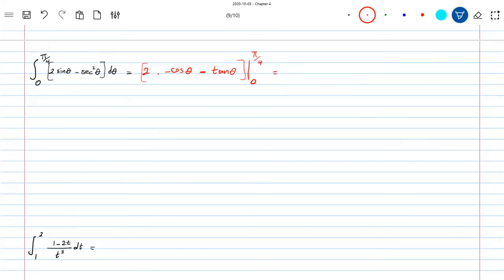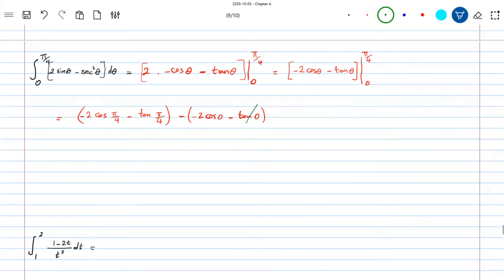So let me simplify it first. We'll have negative 2 cosine theta minus tangent theta evaluated from 0 to pi over 4. That means replace pi over 4 into the function first. You get negative 2 cosine pi over 4 minus tangent pi over 4. And subtract from it the result of replacing 0: negative 2 cosine of 0 minus tangent of 0. Okay, these are just numbers. Tangent of 0 is 0.